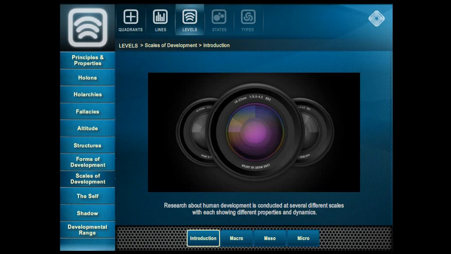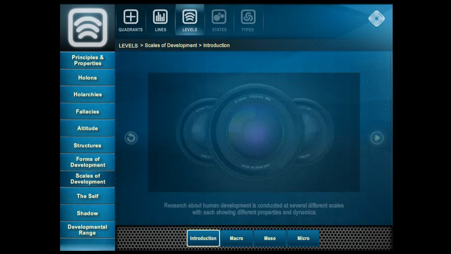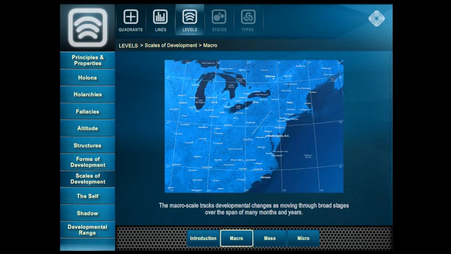Research about human development is conducted at several different scales, with each showing different properties and dynamics. The macro scale tracks developmental changes as moving through broad stages over the span of many months and years. Developmental altitude, as discussed here, is a macro scale concept.